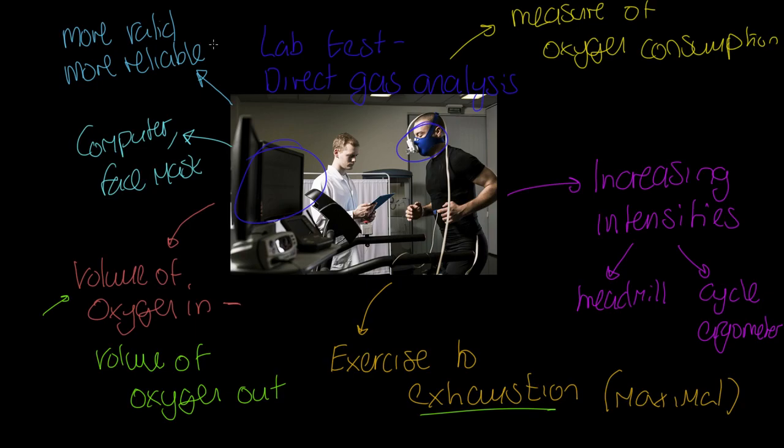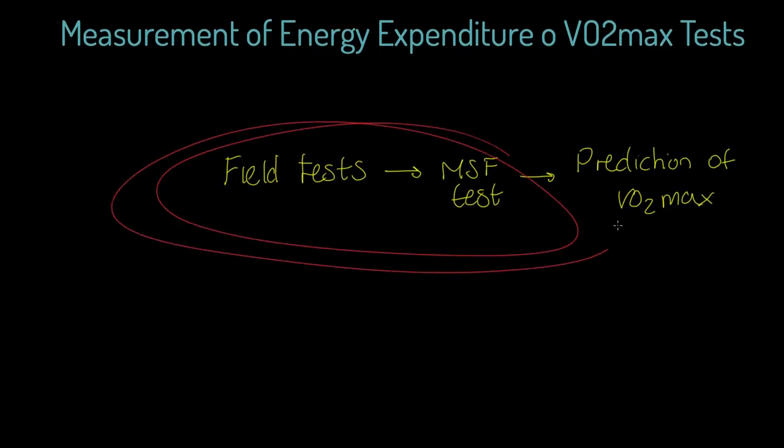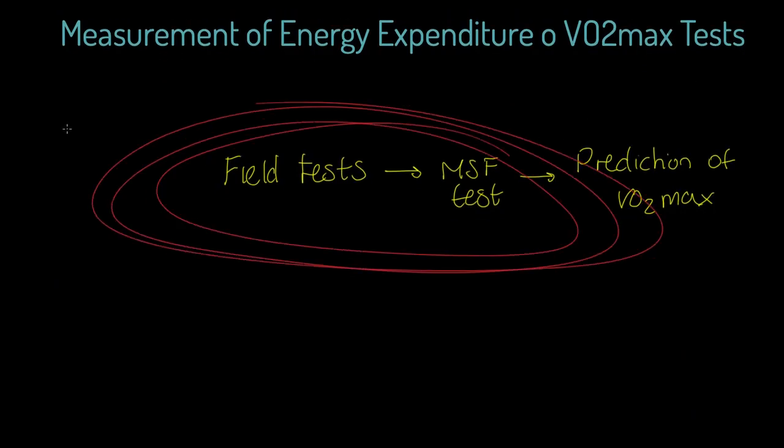But one of the things you might want to be considering is, well, why doesn't everyone do it? Well, of course, it's about practicality. So our red, our negative, is practicality, right? This is expensive. It's one-to-one. It needs specialist equipment. It needs specialist knowledge. It is relatively exclusive, and it's one of the reasons why, of course, what we tend to experience in schools and colleges are our field tests, our predictions, our multi-stage fitness tests, for example.